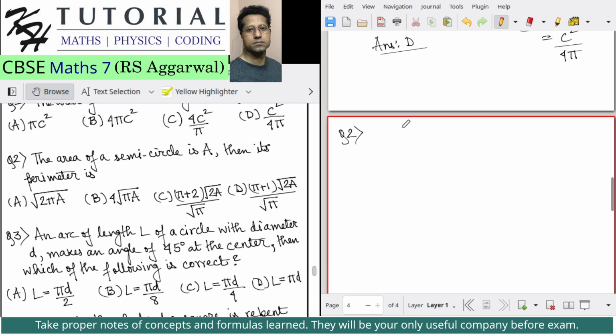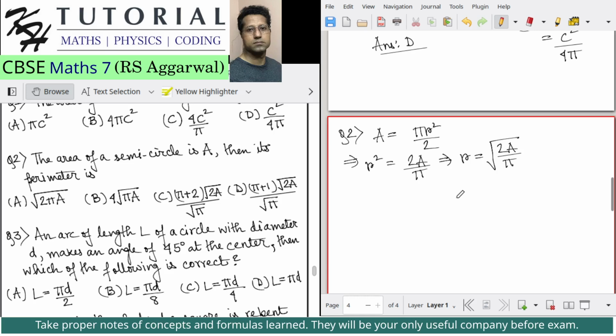So we know that if we consider small r as the radius of the semicircle, its area will be equal to pi r square by 2. If r is the radius of a semicircle, then its area is pi r square by 2, which is given to be A. So from here we can find r square. We will have r square is equal to twice A by pi, and this implies r is equal to square root of twice A by pi. So this is r in terms of A.